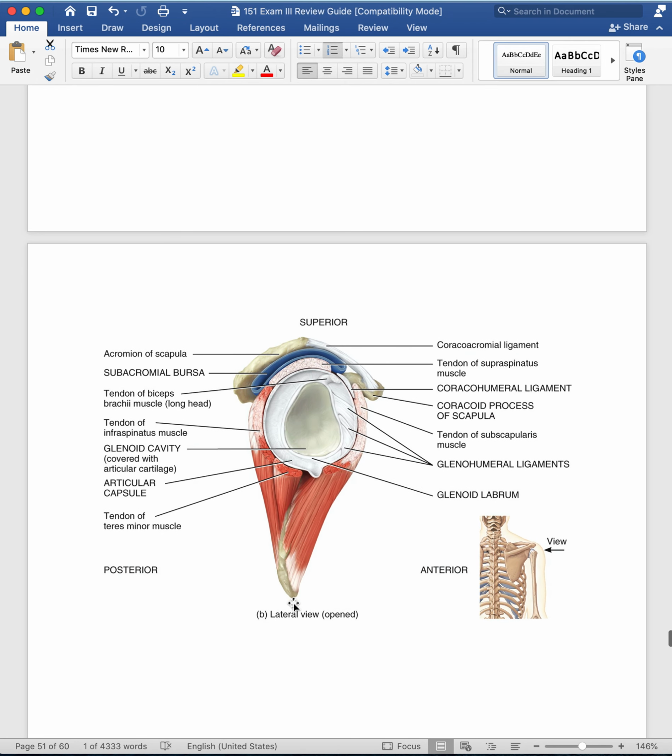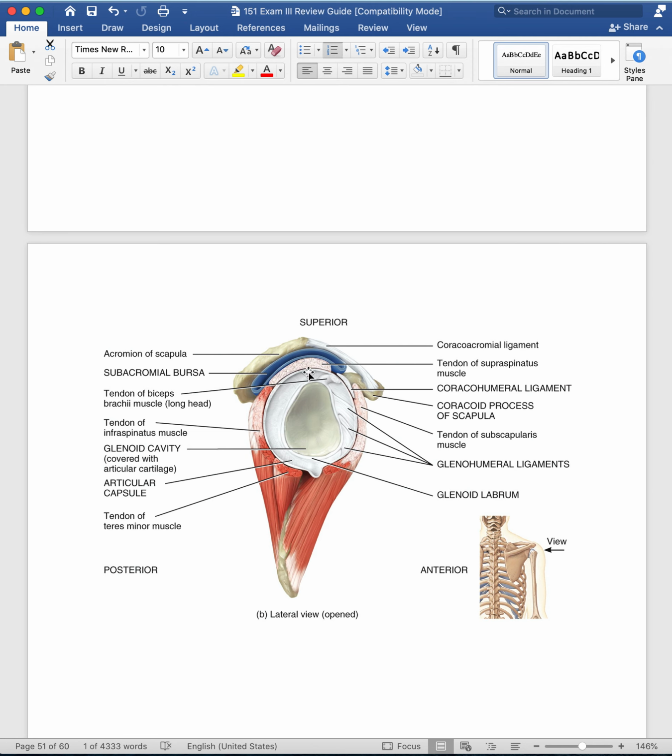All right, so if we have a lateral view of the shoulder, we're basically taking the arm off of the skeleton and we're looking inward into the, well, it looks like a coconut, right? This is going to be the glenoid cavity. The glenoid cavity is going to be comprised of, so we've got articular cartilage inside here. Then we have lots of glenohumeral ligaments around it, and the bottom of that is going to be the glenoid labrum.